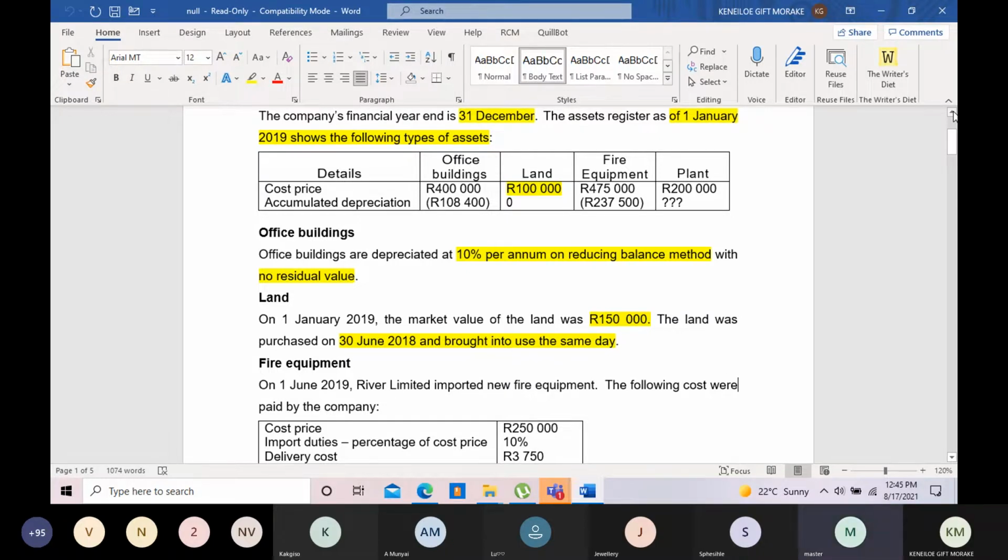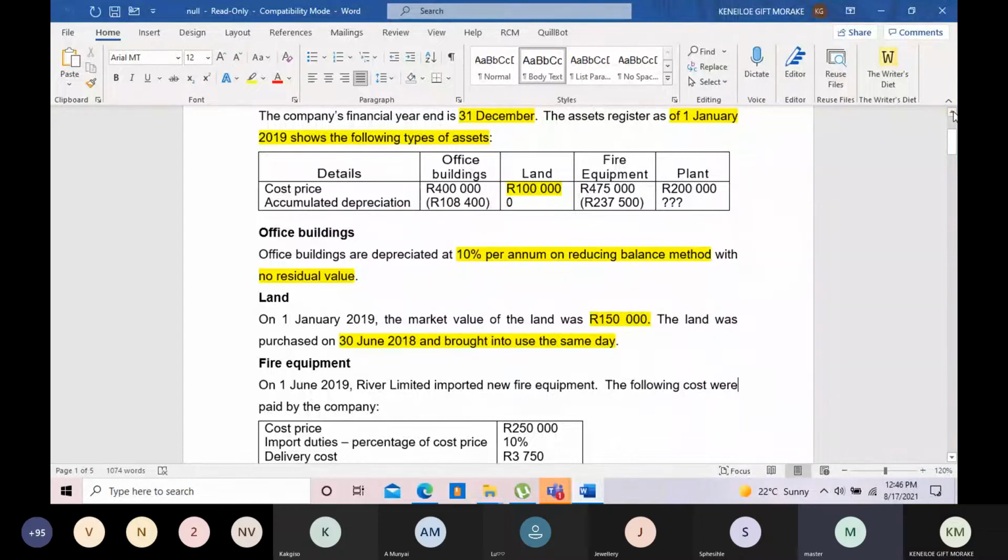So you can see that office equipment. I want to deal with this land first. You see that the land at the beginning, it was costing the amount of 100,000. But when you go to the additional information, you can see that they said on the 1st of January 2019, the market value of the land was 150,000. It means that the land was revalued. If they say this is the market value now, so the land was revalued with this amount. So that is how you're going to get your revaluation surplus on land. Then the land was purchased on the 30th June 2018 and then brought into use on the same day.